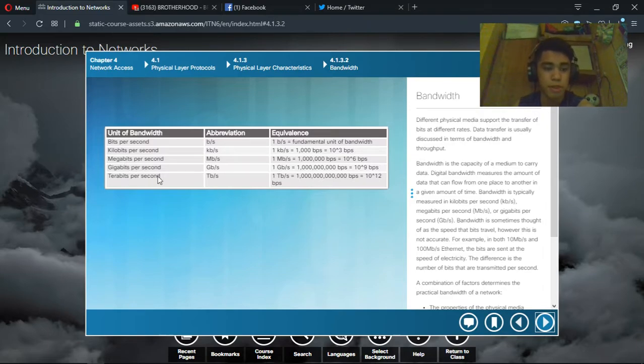And gigabits per second: 1 Gbps is equal to 1 billion bits per second, or 10 raised to 9 bps. A terabit per second, 1 Tbps, is equal to 10 raised to 12 bps.